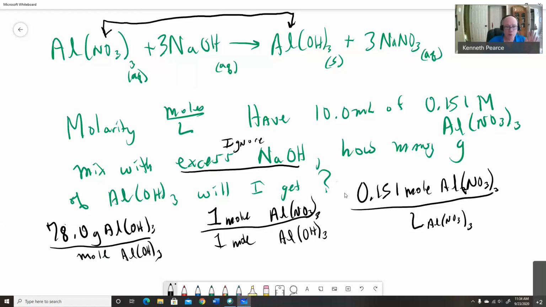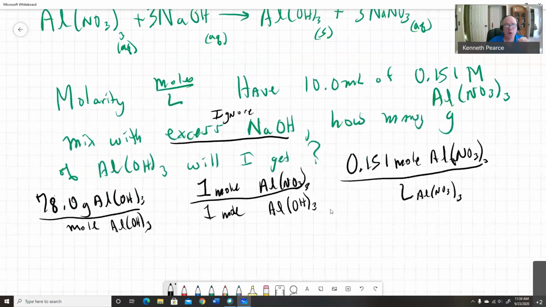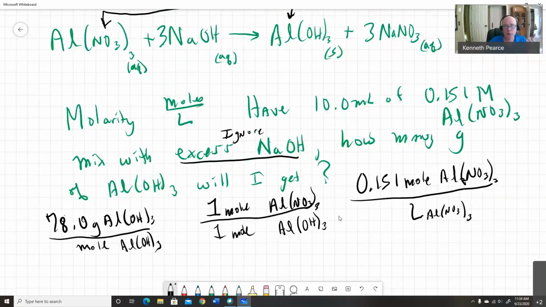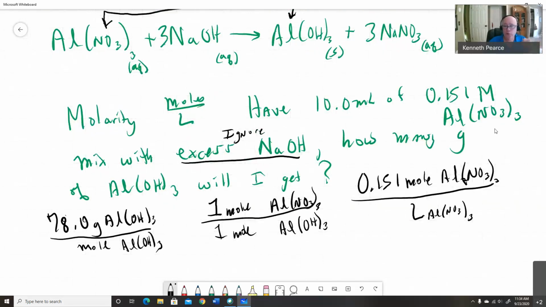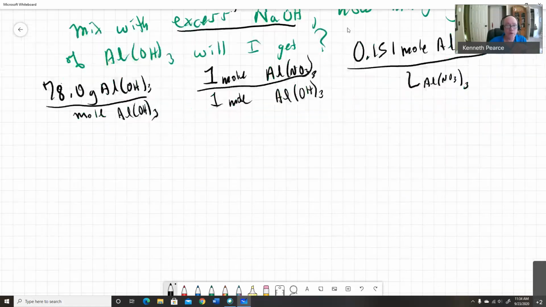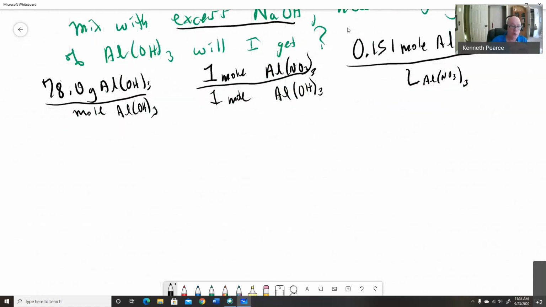Anywhere you see grams, you need the molar mass. If you don't see grams, you don't need the molar mass. Anywhere you go from one thing to another thing, you need the mole ratio between the two, and then you pull that off the balanced equation. And then if you see molarity anywhere, just go ahead and write it down as 0.15 moles over liters. Okay, so now we're ready. We pull down everything that we need, and now we can go ahead and do our setup.